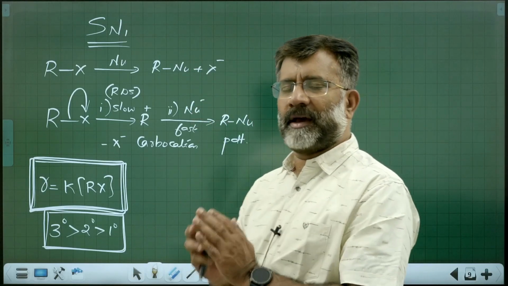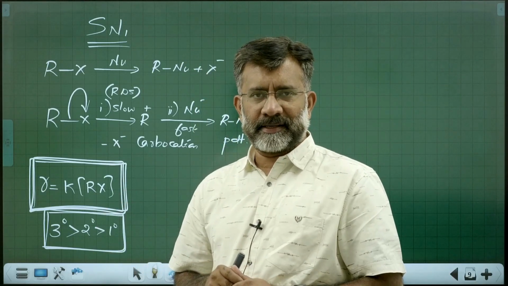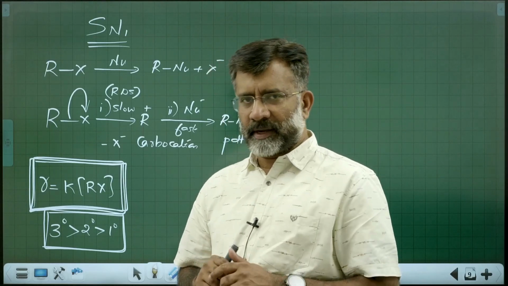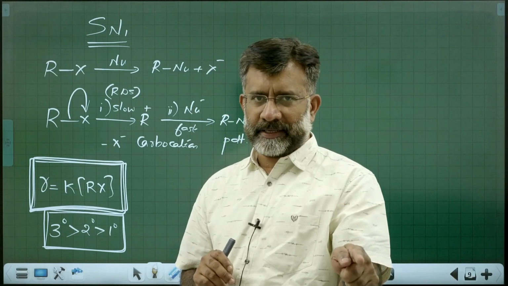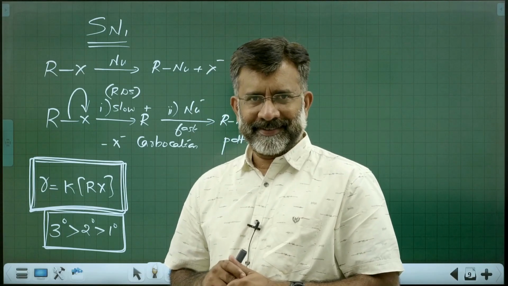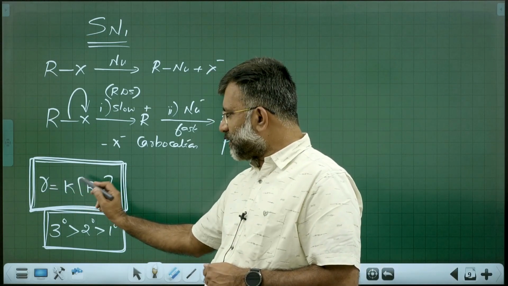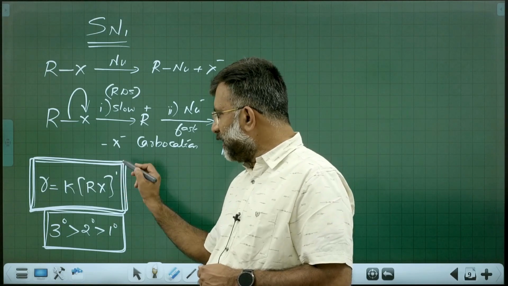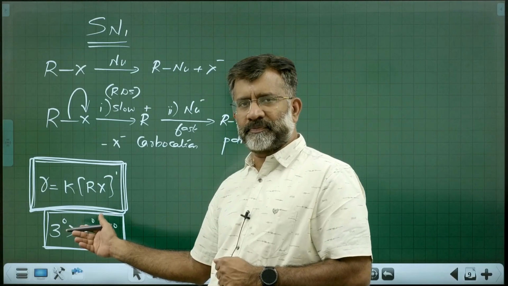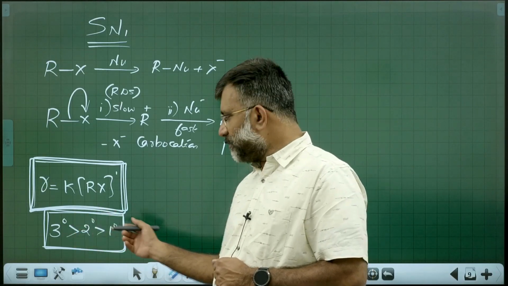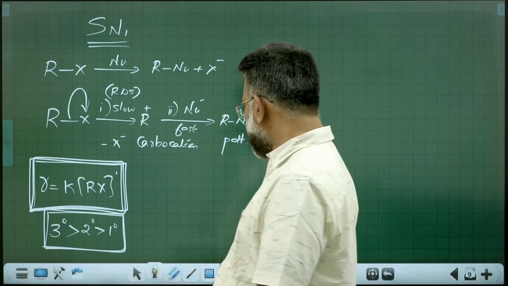First, the carbon halogen bond is breaking in the slowest step of the reaction mechanism, and you get a carbocation, and to that carbocation the nucleophile gets attached to give the final product. When you analyze the kinetics, you can see R is equal to k[RX], first order reaction, unimolecular reaction. Order of reactivity: tertiary most prefers SN1 mechanism, primary least prefers SN1 mechanism. Is that clear? What about SN2 mechanism?